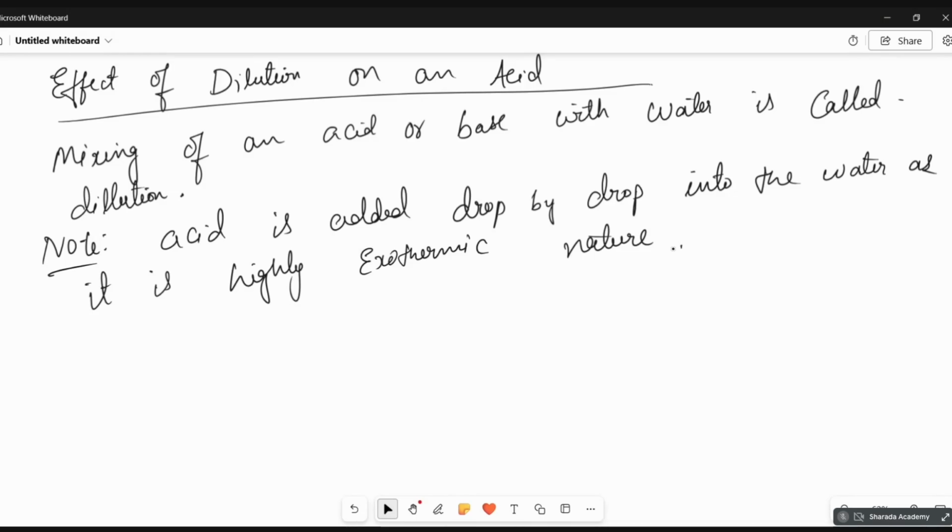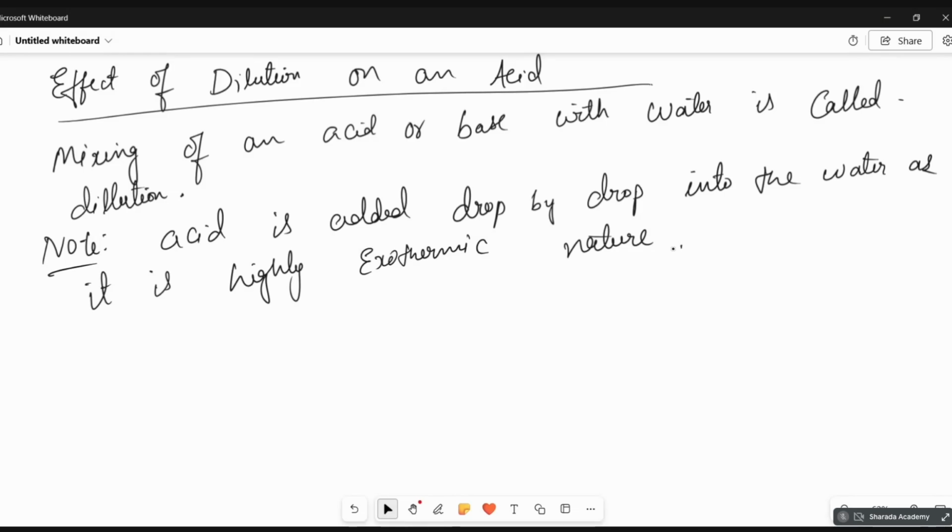And even in the lab, you should take care that you are adding the acid drop by drop. Even weak acids. Weak acids also can't be added directly. It will produce less heat compared to this, but whenever it's an acid, it's safe to add drop by drop. We studied about that.